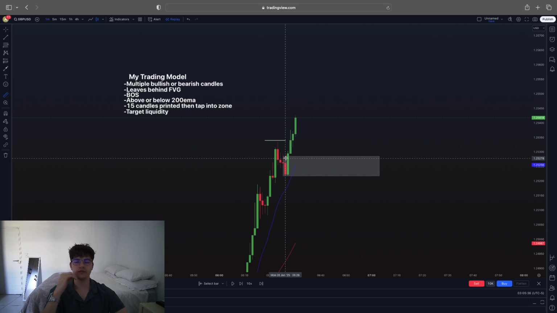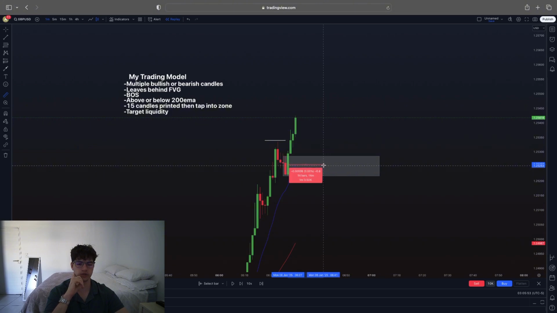Now we need 15 candles to be printed before we tap back into the zone. There's a tool on the side right here that you can click, this measure tool. You're going to click on the candle right after the bearish candle that creates the zone, and we are literally going to count. This tool counts for you 15 bars, 15 minutes, which would be right there. But you can literally count.